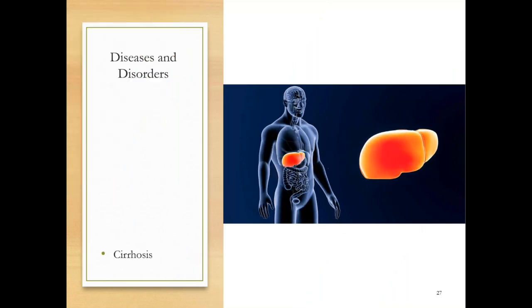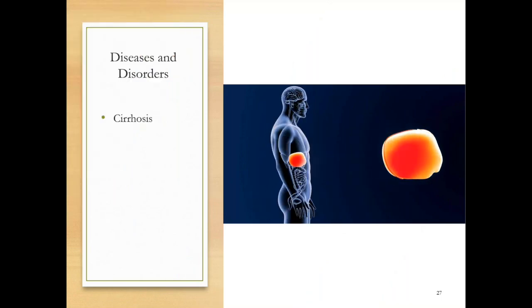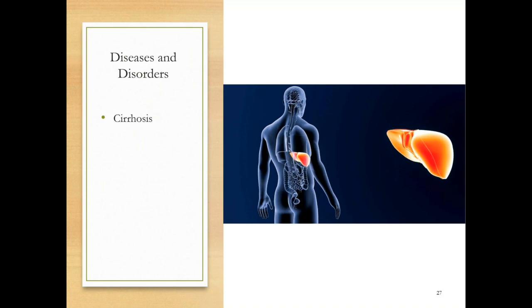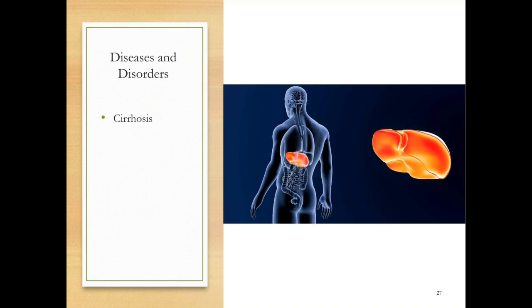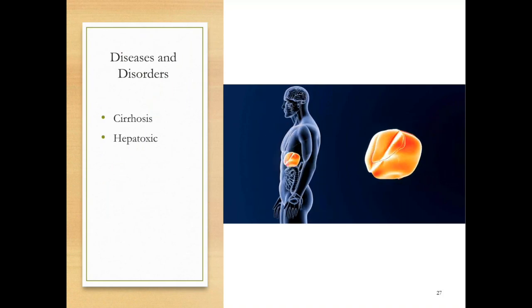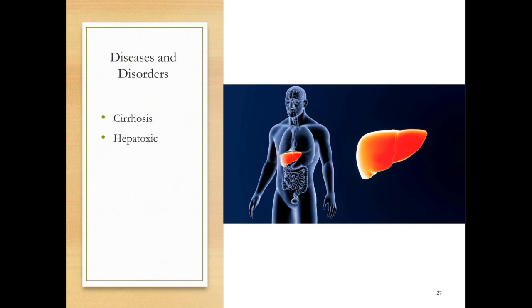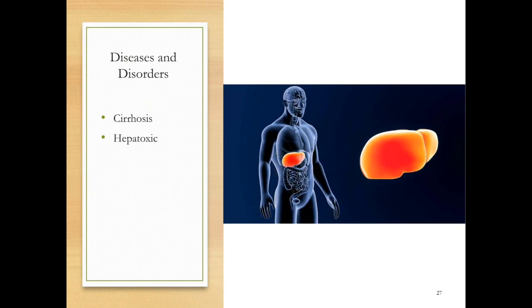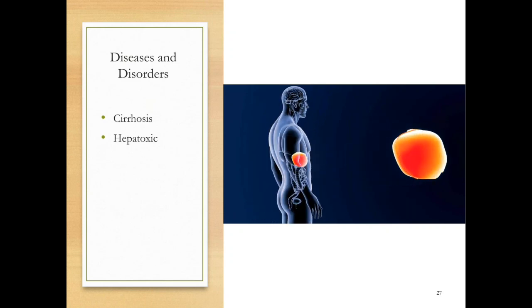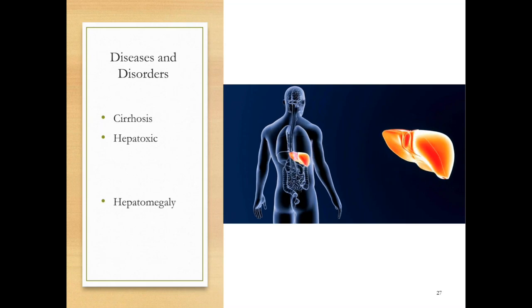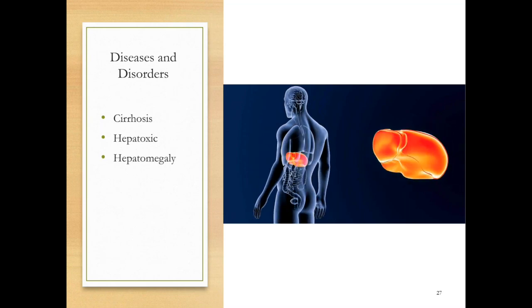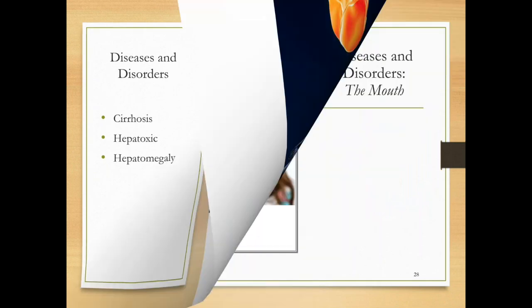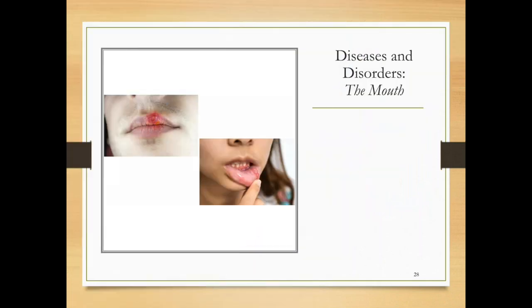Cirrho is the combining form meaning orange-yellow, and it is used in the term cirrhosis, a chronic degenerative disease of the liver. Hepatic means pertaining to the liver. Hepatotoxic means destructive to the liver. And hepatomegaly is the enlargement of the liver. Canker sores are ulcers chiefly of the mouth and lips.